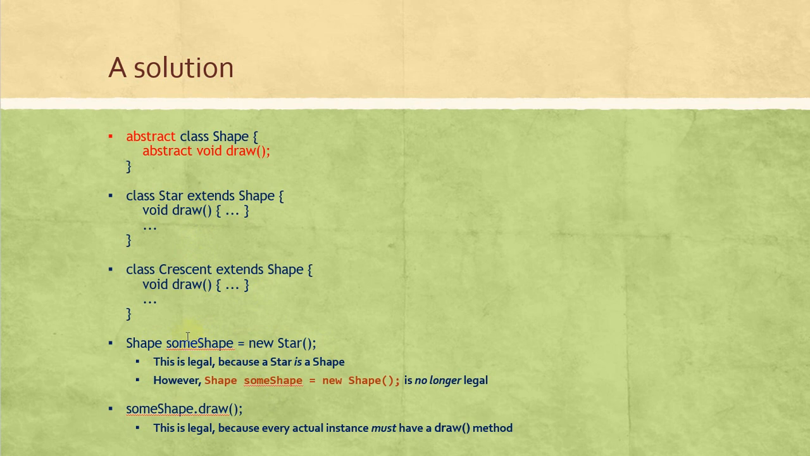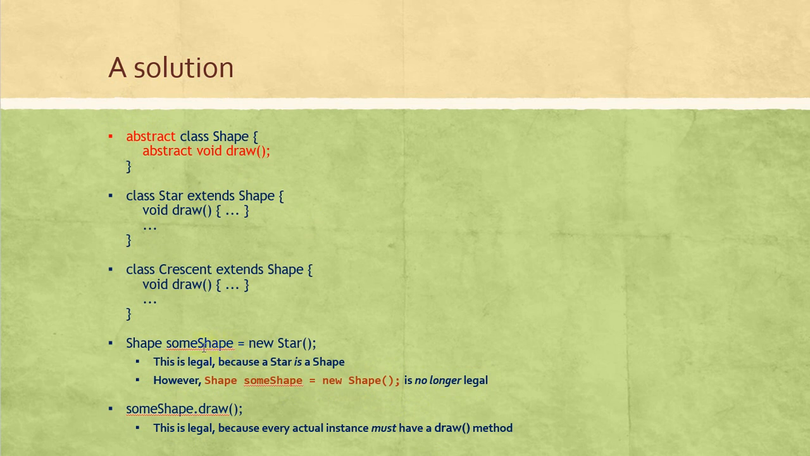Now, in that case, as you can see, the child object is being stored into the parent object, right? Inheritance concept. This is legal because star is a shape. However, shape equals new Shape is no longer legal. Why is it no longer legal? Reason being, we have declared this class as an abstract class. The abstract class can never be instantiated, right?